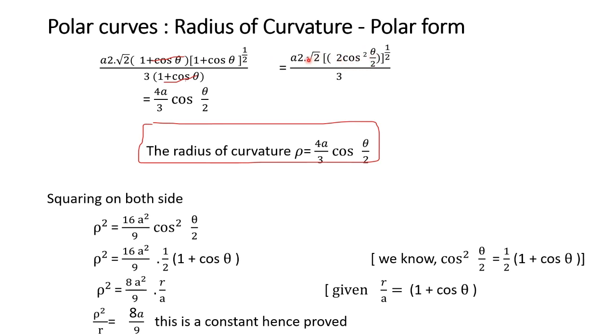Rho is this. Squaring both sides, we get this. We know cos square theta by 2 is 1 by 2 times 1 plus cos theta. 1 plus cos theta is r by a, given, and a gets cancelled. We get rho square by a r is equal to 8 by 9, which is constant, hence proved.